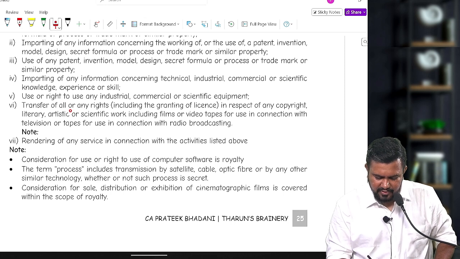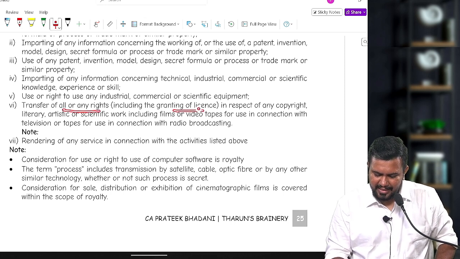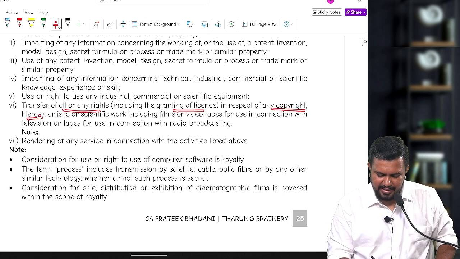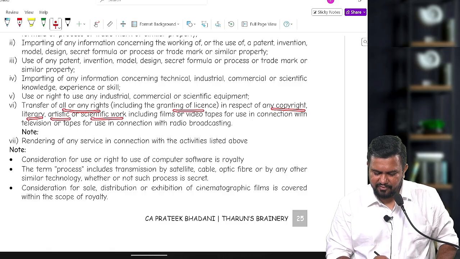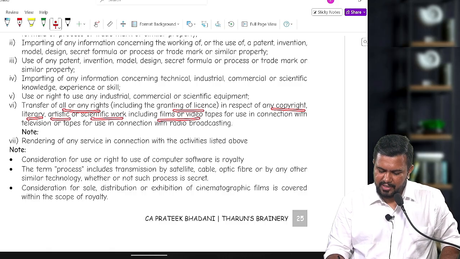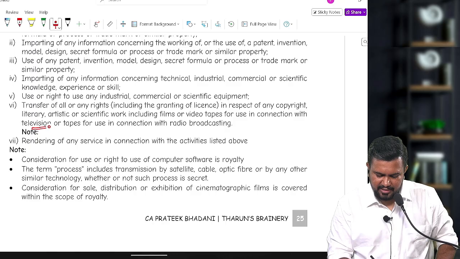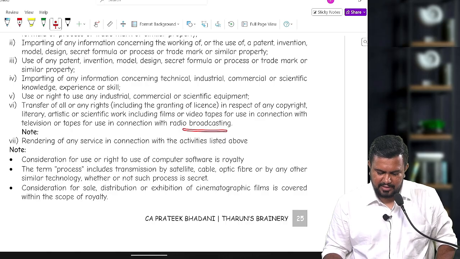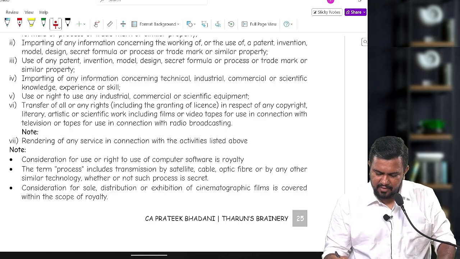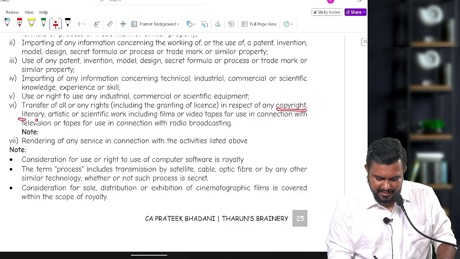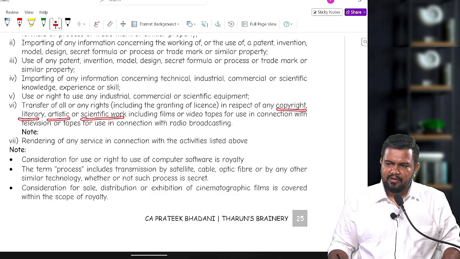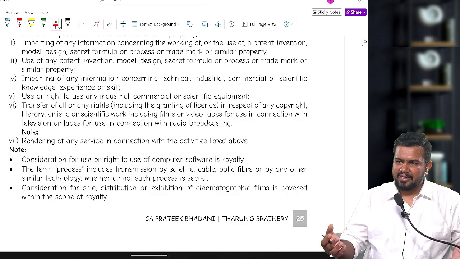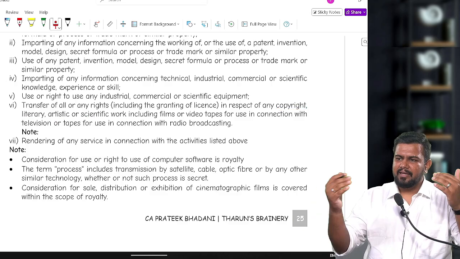Then transfer of all or any rights, including license in respect of any copyright, literary, artistic, or scientific work, including films or videotapes, for use in connection with TV, or tapes for use in connection with radio broadcasting. So you are having any rights in what? Copyright, literary, artistic, or scientific work. For this, if you are having any right, copyright, you are transferring it and you are getting the money.